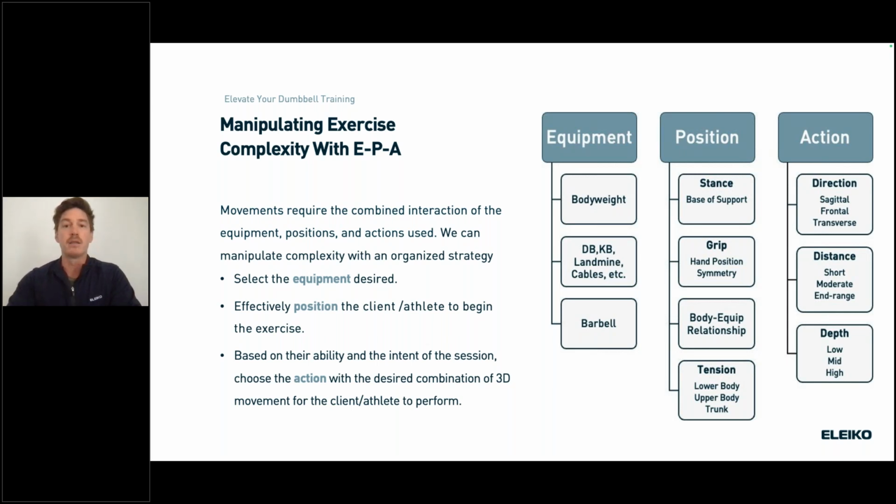Our position is the aligning of ourselves in a manner that provides us with good mechanical advantage for the upcoming action. This is our setup for an exercise and has an impact on exercise technique. Optimal position is going to be dependent upon the task and individual person. The proper positioning will allow the client or athlete to create certain leverage, be able to use their body either integrated or isolated to execute the exercises safely and effectively. So it's going to consist of our stance, our grip, the body equipment relationship, and tension. I'll break that down for you.